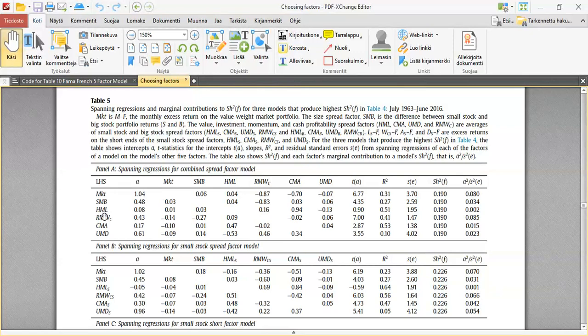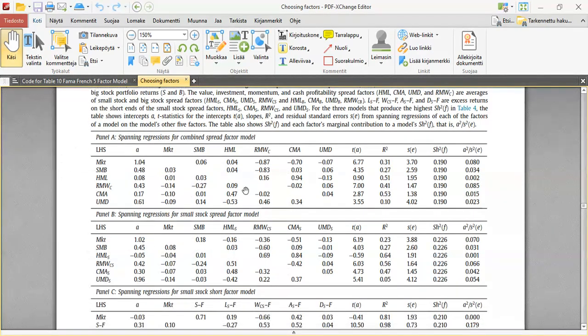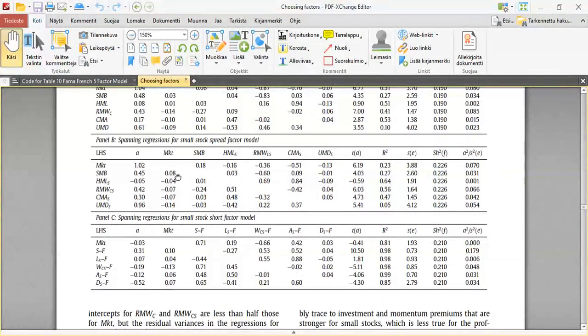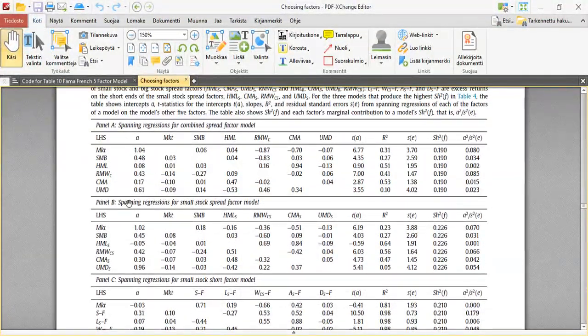So this HML, the value risk factor, can be fully explained by its exposures to the remaining risk factors of the 6-factor model. So this is basically what we learned from panel A in table 5. And in panel B, we only use small stocks. So we use small stocks for implementing the value factor, the profitability factor, the investment factor, and the momentum factor. And basically we see very similar patterns.